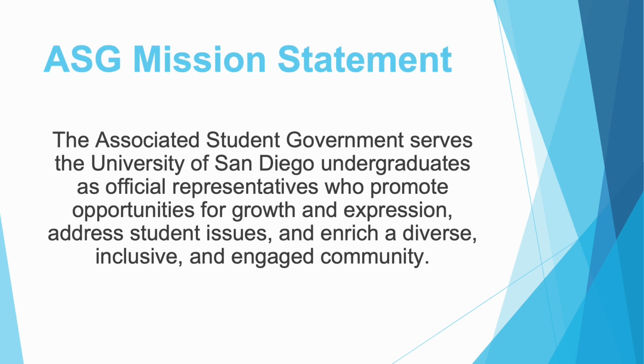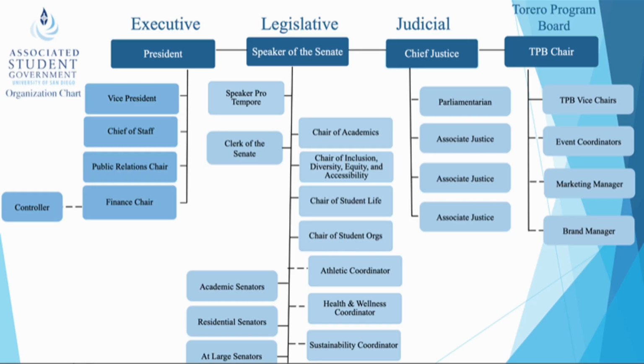Here is ASG's mission statement, so feel free to read along as I read this out loud. The Associated Student Government serves the University of San Diego undergraduates as official representatives who promote opportunities for growth and expression, address student issues, and enrich a diverse, inclusive, and engaged community. So this is what drives us to be in ASG in the first place. We're here to serve the undergraduate community and make the changes that we want to see at USD.